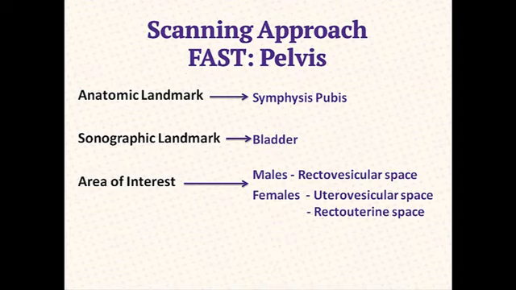The area of interest is the space between the bladder and the rectum in males, and between the bladder and the uterus and the rectum in females. More details relating to the pelvic scan can be found in the OBGYN screencast, as the technique is the same. For now, let's examine some typical images in the male and the female.